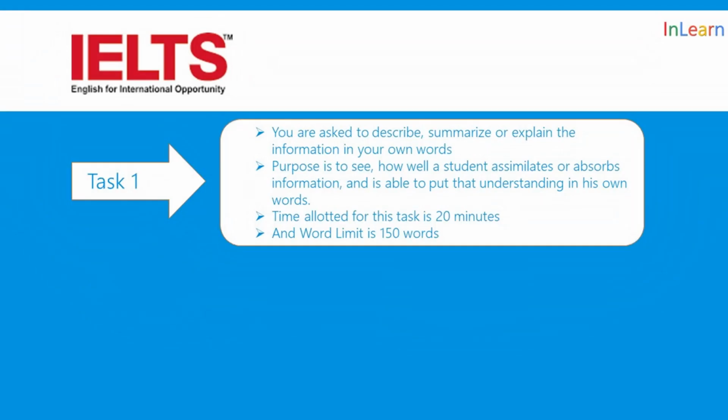Task 1. In Task 1, you will be presented with a graph, table, chart or diagram, and you are asked to describe, summarize or explain the information in your own words. Sometimes, you may be asked to describe and explain the data, or describe the stages of a process, or how something works, or describe an object or event.